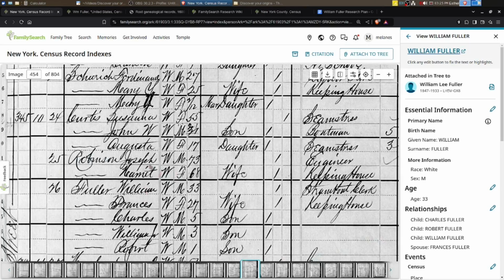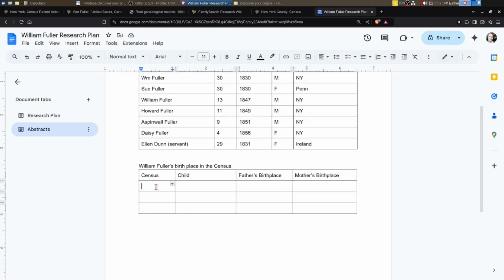So I would then come to my little table here, and I'll say this is the 1880. This is William Lee Fuller. And it says father, New York, mother, New York. Now, this is going to be secondhand information because obviously William Lee Fuller did not witness his father's birth, and the only way he would know that information is if somebody told him.